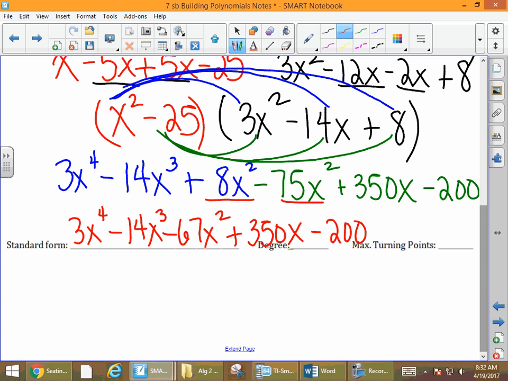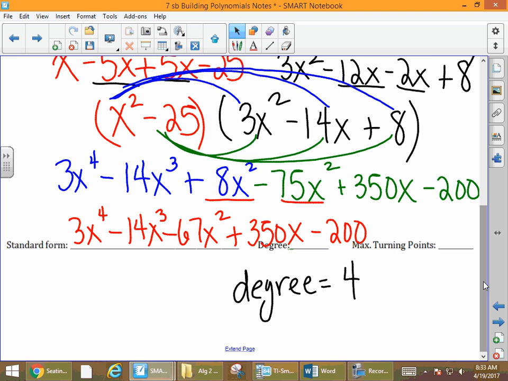What's our degree of this function? Four, 3, 2, 1, 0. It's 4. What's our maximum number of turning points? 3. One less than the degree.